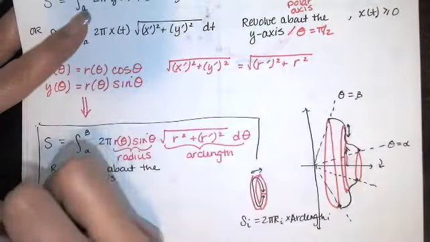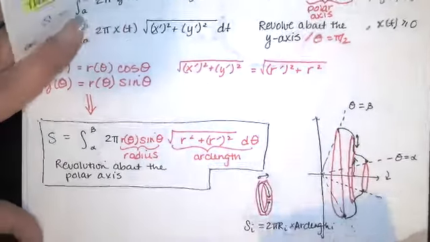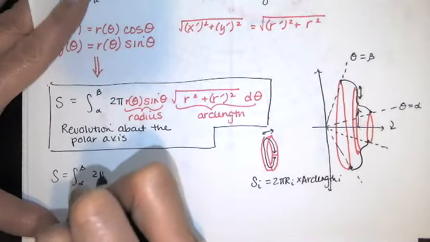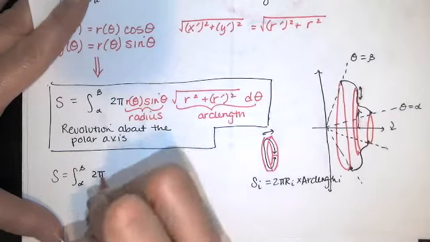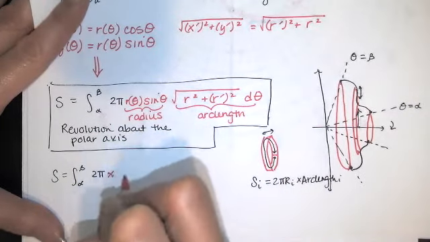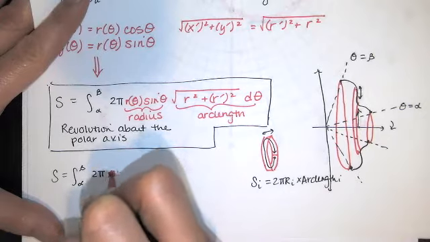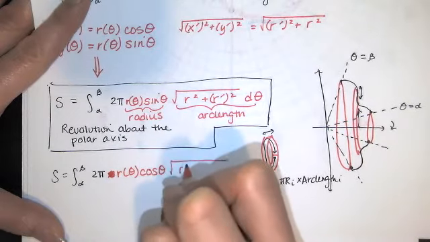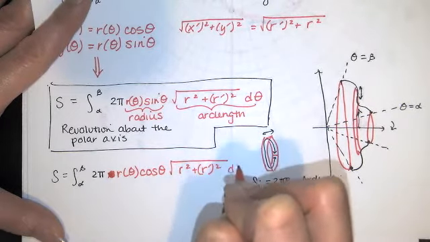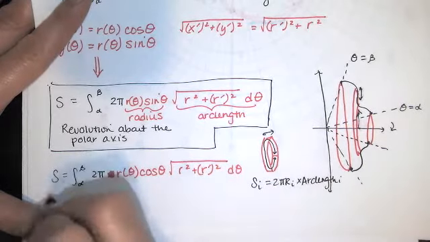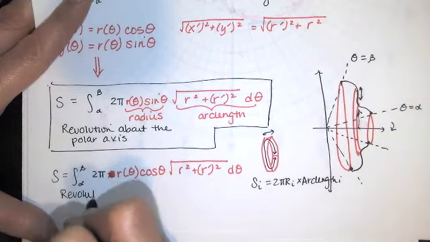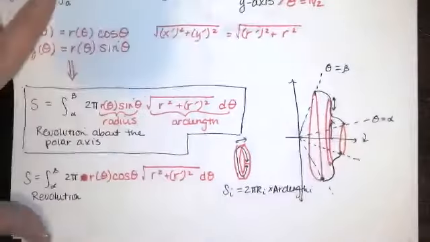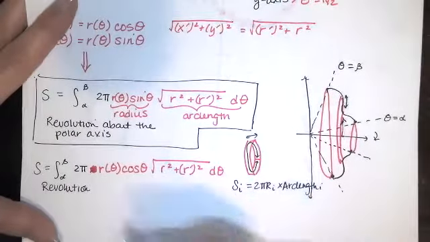And then we sort of do it the other way around if we're revolving about the line theta equals pi over 2. So in that case, for revolving around what used to be the y-axis, we have x of theta right here, and x of theta is r of theta times cosine of theta. The arc length is still the same. And this is assuming that our curve is in what used to be that first quadrant where x and y were both positive.